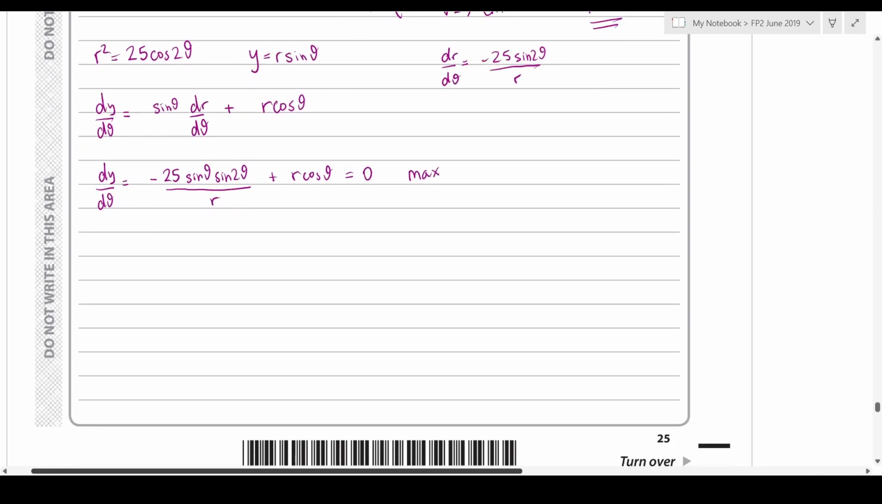So then let's rearrange our equation a little bit. I'm going to get rid of that r denominator. Minus 25 sine theta sine 2 theta plus r squared cos theta is going to equal 0. And then we know what r squared is, so let's have a look. So we've got minus 25 sine theta sine 2 theta plus 25 cos 2 theta cos theta, which equals 0. Now let's rearrange.